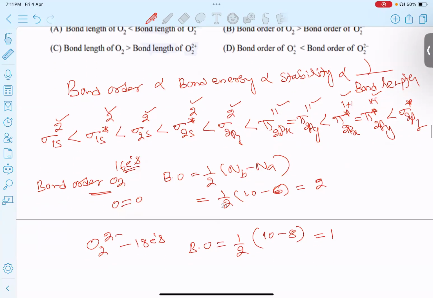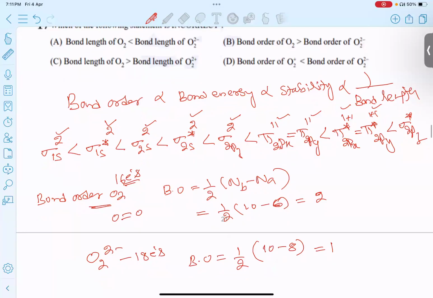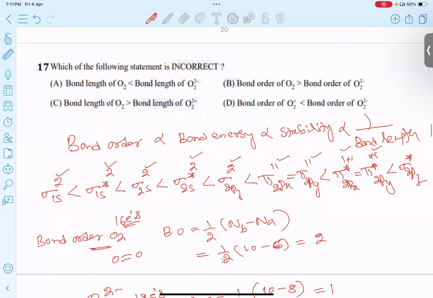Now, let us check the answers one by one. Option A: the bond length of O2 is less than the bond length of O2 2 minus. Bond length is inversely proportional to bond order. The bond order of O2 2 minus is 1.